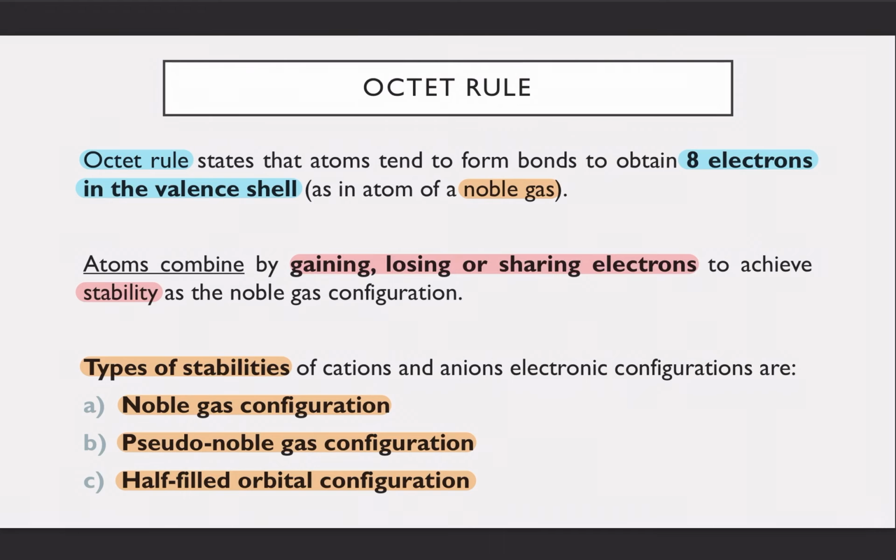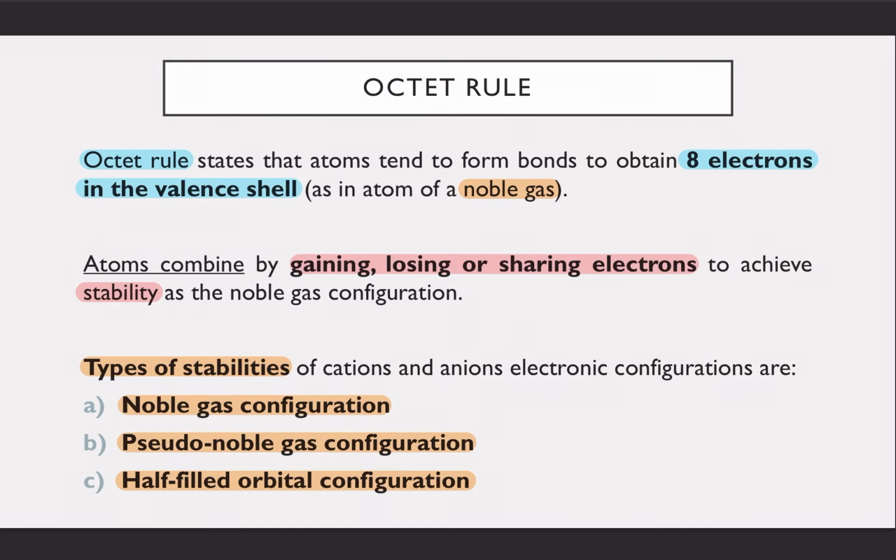When they react with each other, we apply the octet rule. The octet rule states that atoms tend to form bonds to obtain 8 electrons in the valence shell, as an atom of noble gas. So basically what I just explained. Atoms will combine by gaining, losing, or sharing electrons to achieve stability as the noble gas configuration.